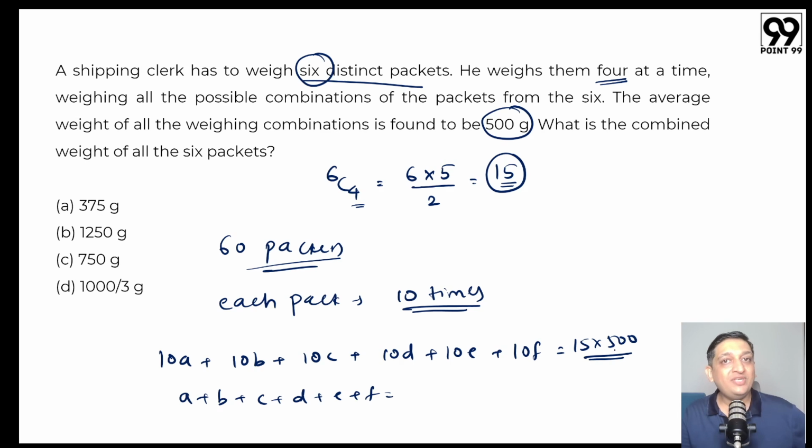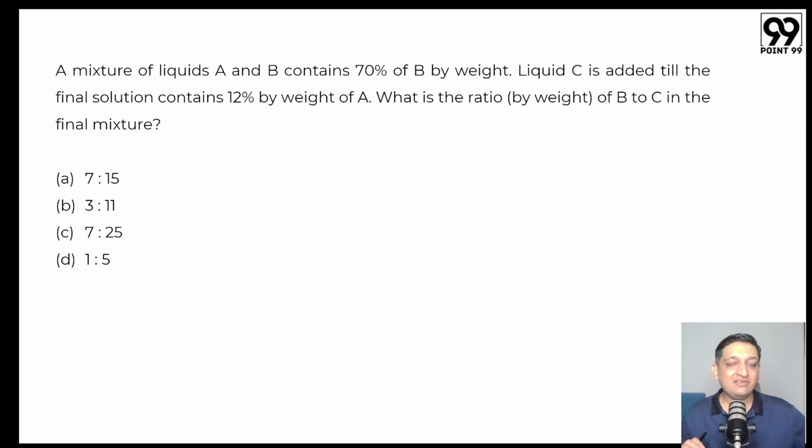I will be left with 15 into 50, which is going to be 750. So the total of all the 6 packets is going to be 750 grams, which is option C here. Now, if you look at this particular question, you will be able to get it very easily. You just have to apply weighted averages here. So try this out and then have a look at the solution.